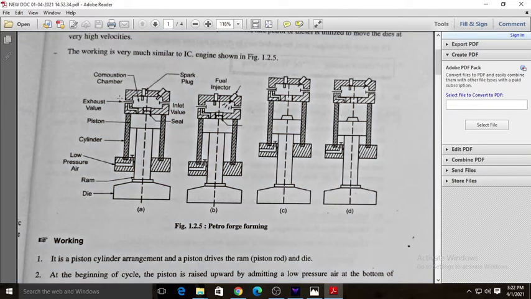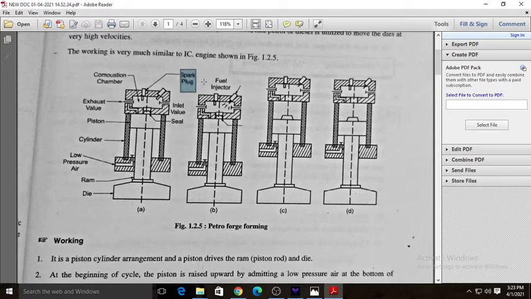So what is happening here: in the top position inside this combustion chamber, when the fuel gets burned, the chemical energy of the fuel is converted into mechanical energy by pushing this ram in the downward direction. When this ram strikes the workpiece placed on the die, the workpiece gets deformed as per the shape of the die. The rest is the same here. It has a combustion chamber and a spark plug.